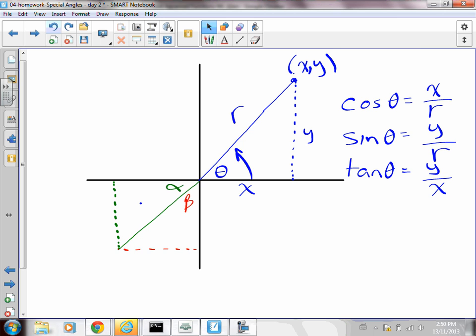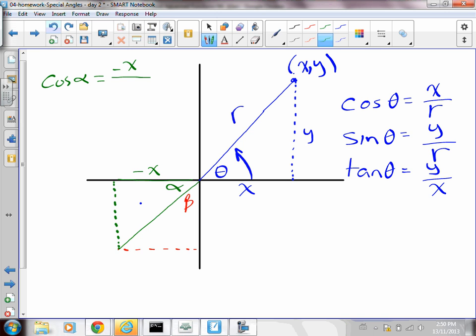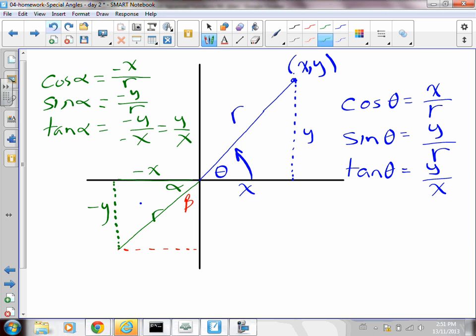Now, when I look at the other two triangles that I've drawn down here, my two choices, my alpha and my beta, if I go to alpha first, cosine of alpha is going to have an adjacent right here of negative x over a hypotenuse, which will be r. Sine of that same angle will be this opposite over here, a negative y over an r, and tan will be the opposite, negative y over a negative x, y over x.